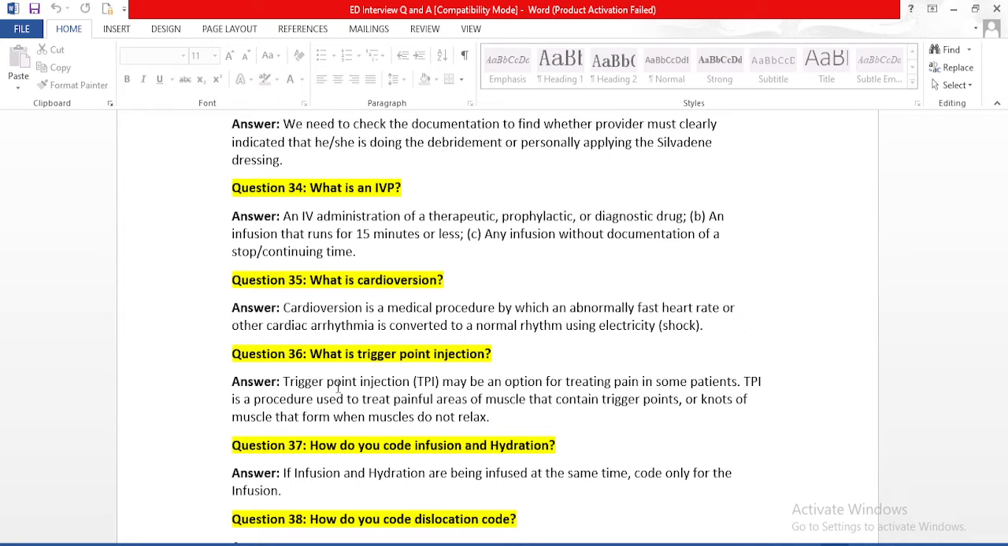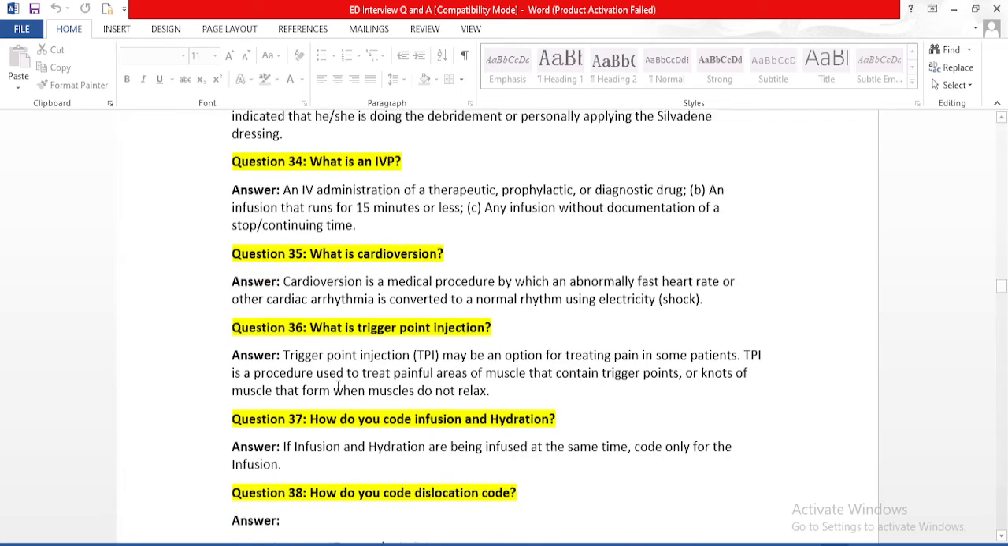A. An IV administration of a therapeutic, prophylactic or diagnostic drug. B. An infusion that runs for 15 minutes or less. C. An infusion without documentation of a stop or continuing time. So basically, while coding infusions and injections, we will consider it an IVP if it is 15 minutes or less, and if you don't find any starting time or stopping time, we can consider it an IVP.